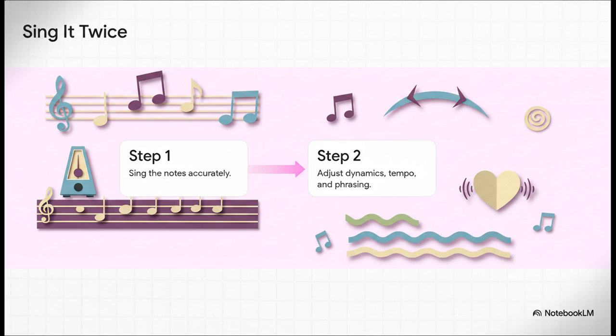Step 1. Have the students sing or play the notes accurately. You secure the foundation first, get the mechanics down. But you definitely don't stop there. Step 2. You perform it again, but this time you instruct the students to adjust the dynamics, the tempo, and the phrasing to communicate the mood of the music. You layer on the emotion. Basically, the first time is for the head, and the second time is for the heart.